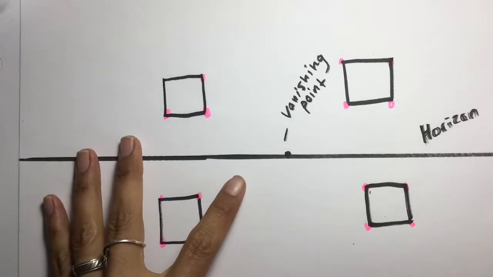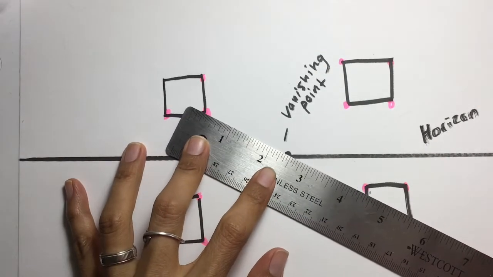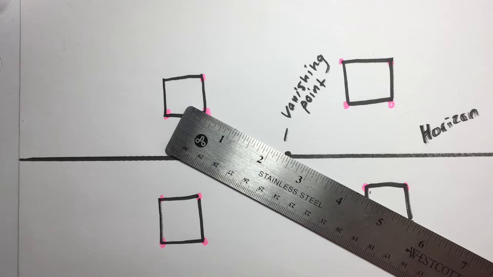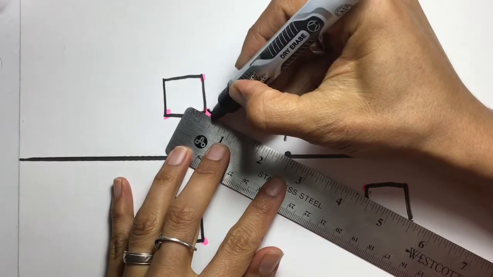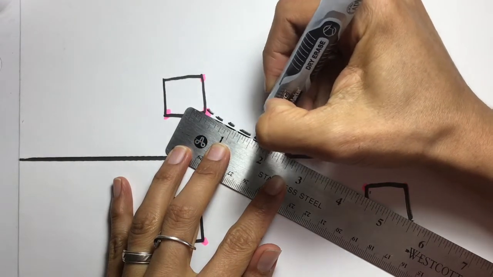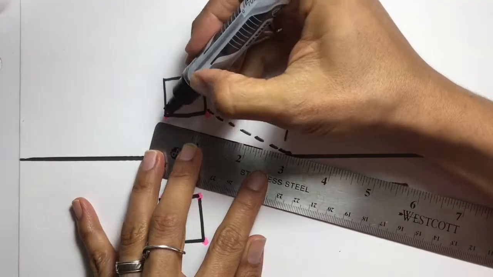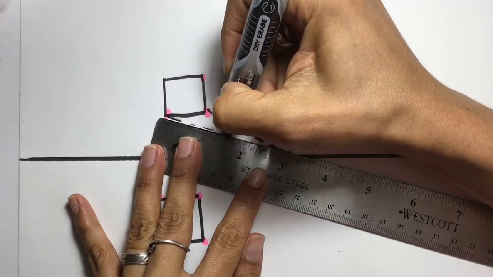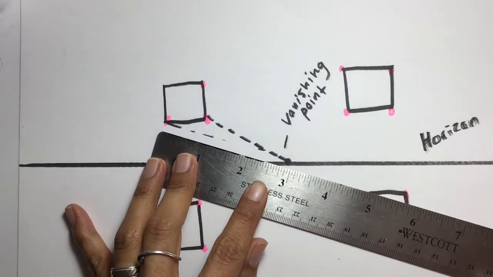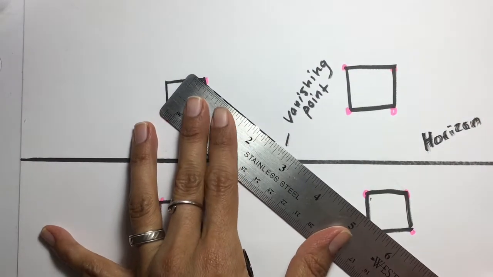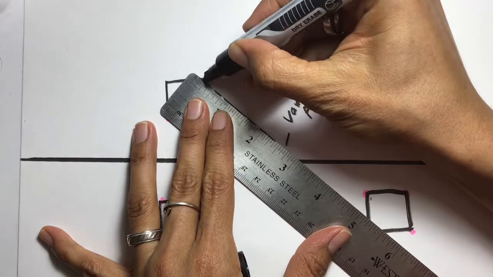So with the ruler, you want to use a ruler or a straight edge to be precise. If I were you, I would use a pencil. I'm just using a marker so you can see better. So I'm just outlining right there where I'm going to. So every corner is going to do that except the corner you can't see.